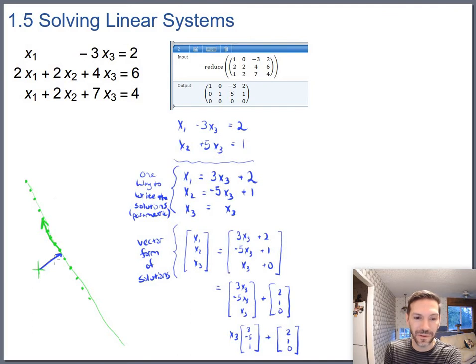From the origin, you first go to 2, 1, 0. That gives you a starting point, and then you go any distance in the direction 3, negative 5, 1. So you head off in that direction, or the opposite of it, as far as you want. That gives you all your solution sets.